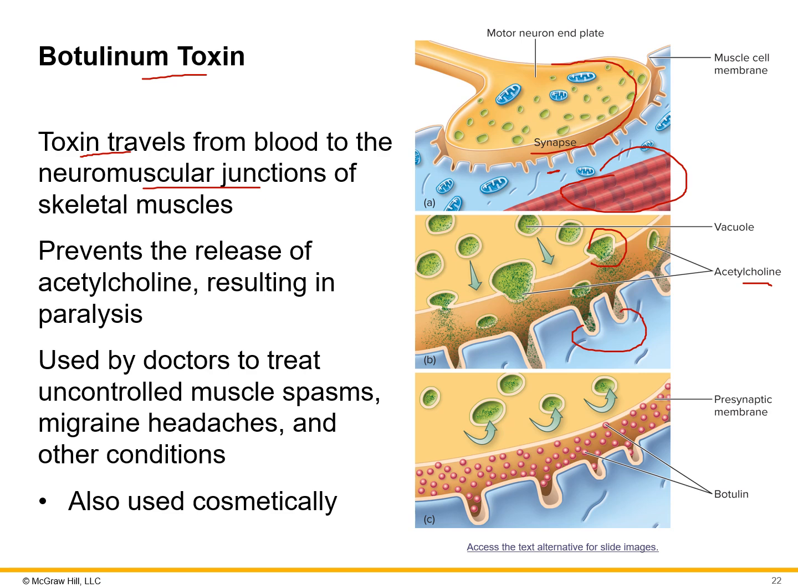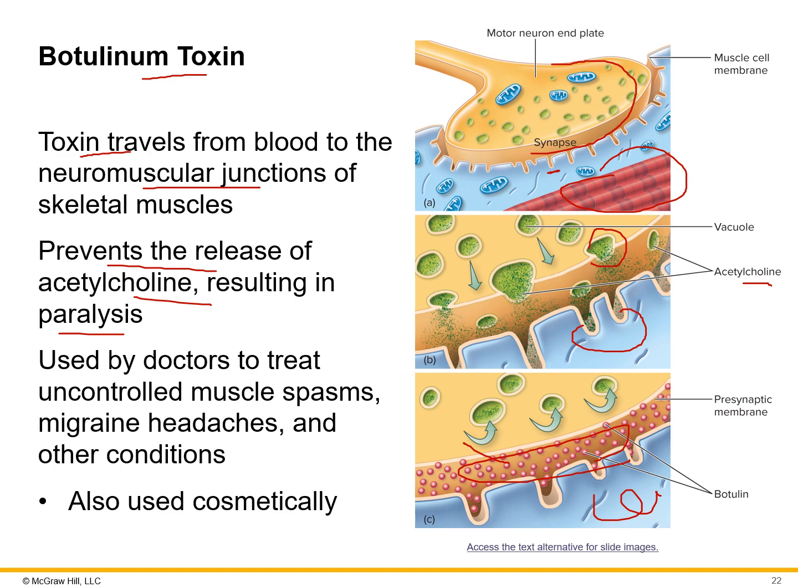It would bind to that muscle cell and cause contraction. Only what happens here with this toxin is it prevents the release of acetylcholine. So when botulinum toxin is there, acetylcholine can't get released, so this muscle cell can't contract, and it's going to cause paralysis. So tetanus is where it stays contracted because it doesn't get inhibited. In botulinum, it doesn't contract.